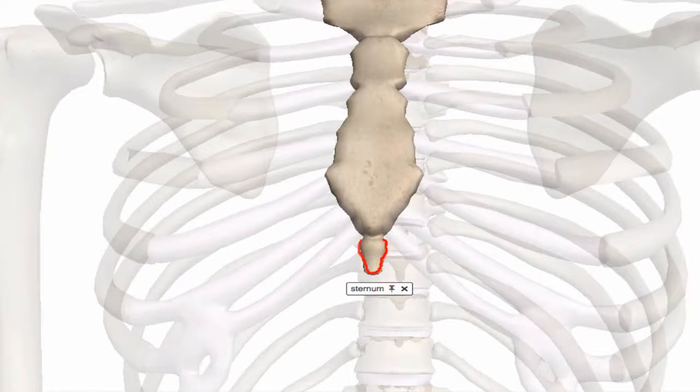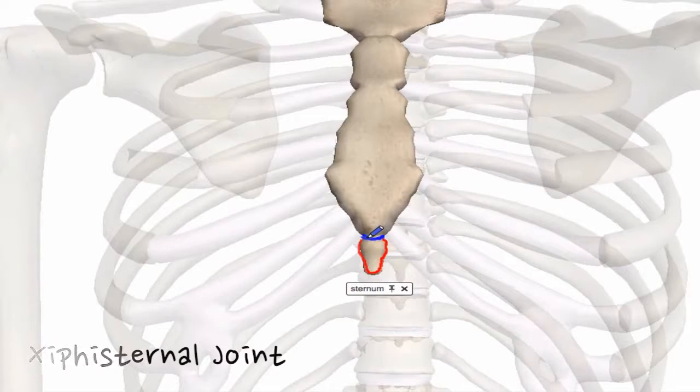And another thing that you need to know about the xiphoid process is that it's joined to the body of the sternum through a fibrous joint called the xiphosternal joint. And this is right here.